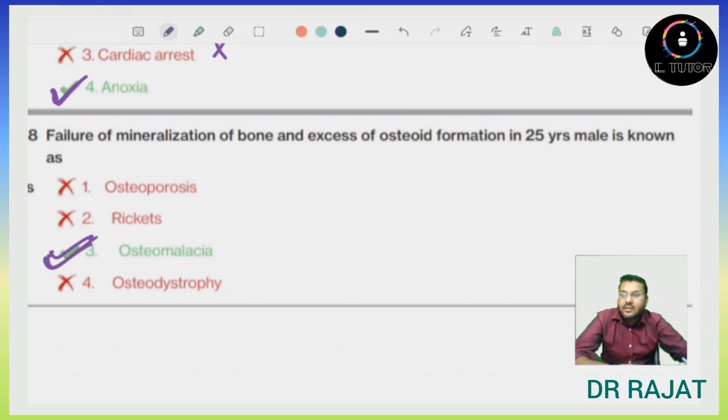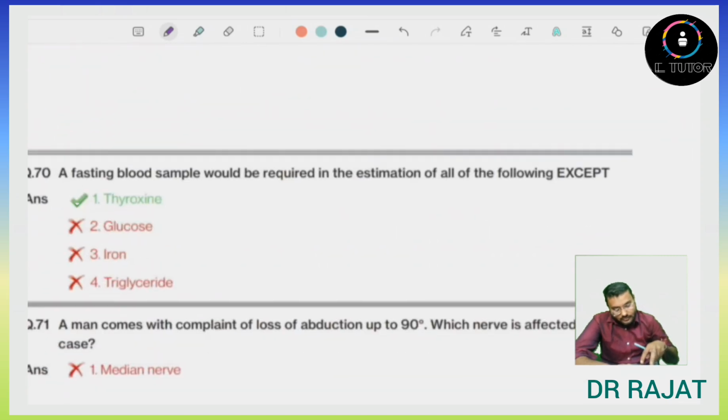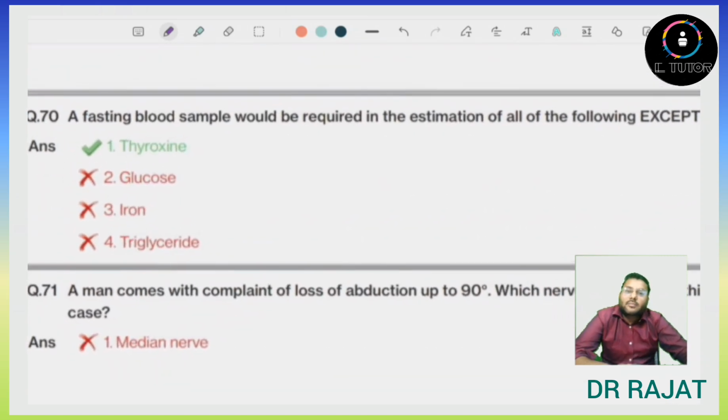Rickets is seen in children, and osteoporosis is generally seen in females after the menopause. It is due to the demineralization of the bone leading to pores in the bone, which will make the bone brittle and easy to get fractured. Next question is, a fasting blood sample would be required in the estimation of the following except: first is thyroxine. So in thyroxine, fasting blood sample is not required. Glucose, yes. Iron also, and triglyceride also for the lipid profile. So for thyroxine, fasting blood sample is not required.